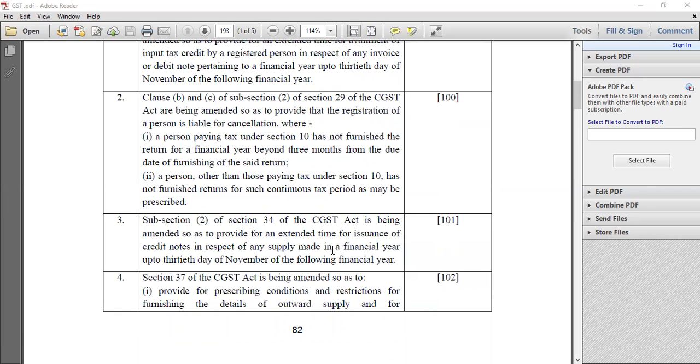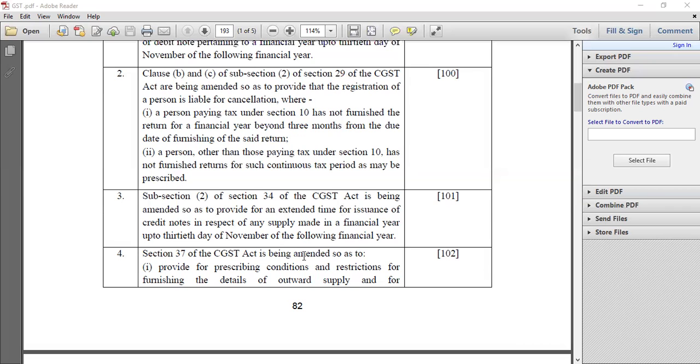He can issue the credit note as well as file the data in GSTR 1 and GSTR 3B within the 30th day of November of the following financial year. For example, if the sale is done in financial year 2021, then the taxpayer can issue a credit note within the 30th day of November 2021.